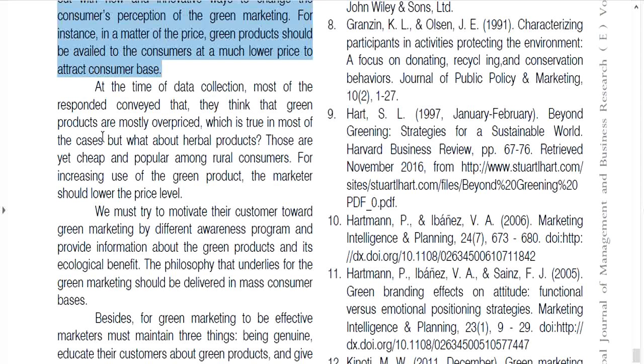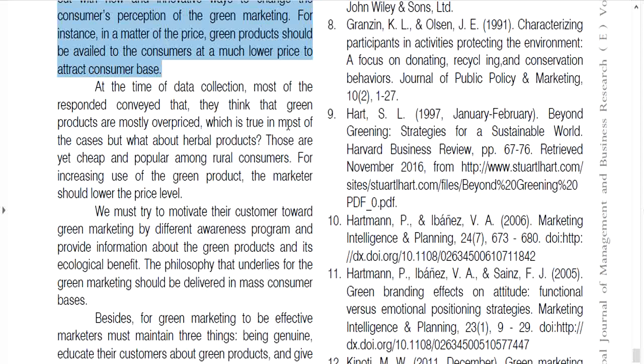As I read this paragraph, or I can say these 3 to 4 lines, I can easily find a gap. This article is telling that they currently studied green products' prices, which are overpriced, but this study is highlighting: what about the herbal products? So you can identify a gap like this. This is a research question which can be generated from this article's conclusion part. And what about the herbal products?